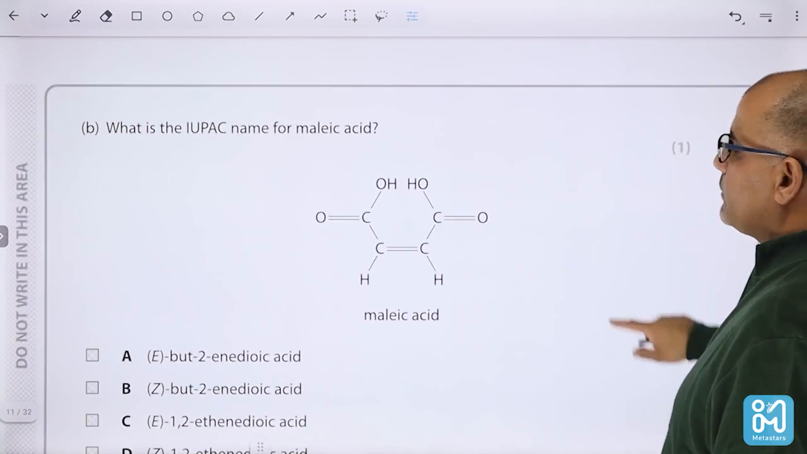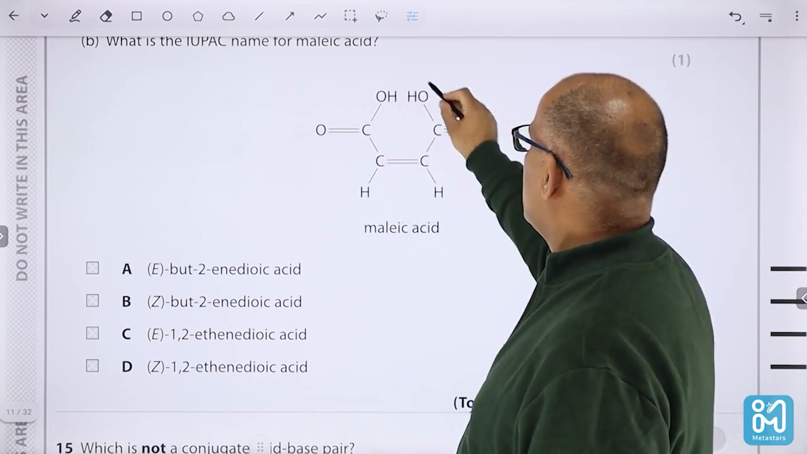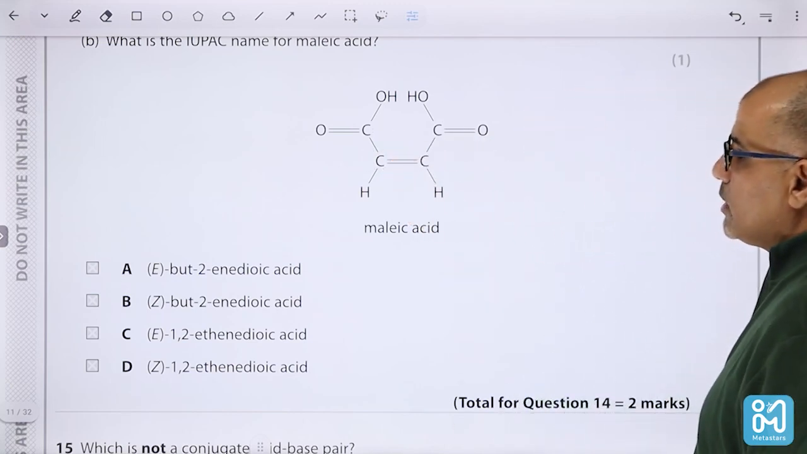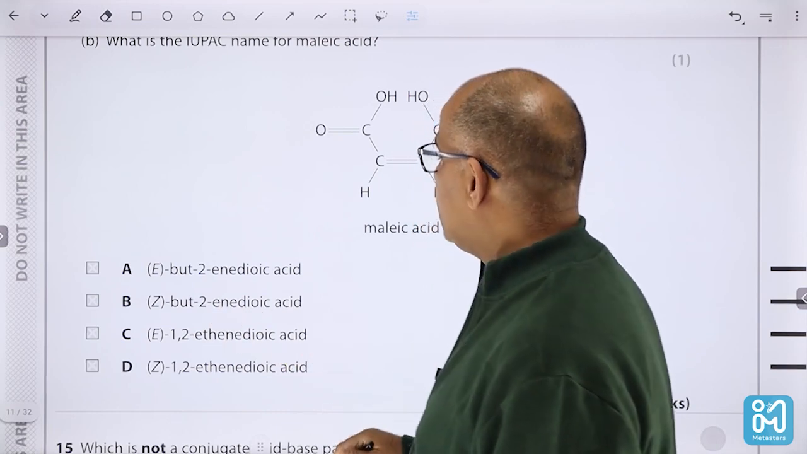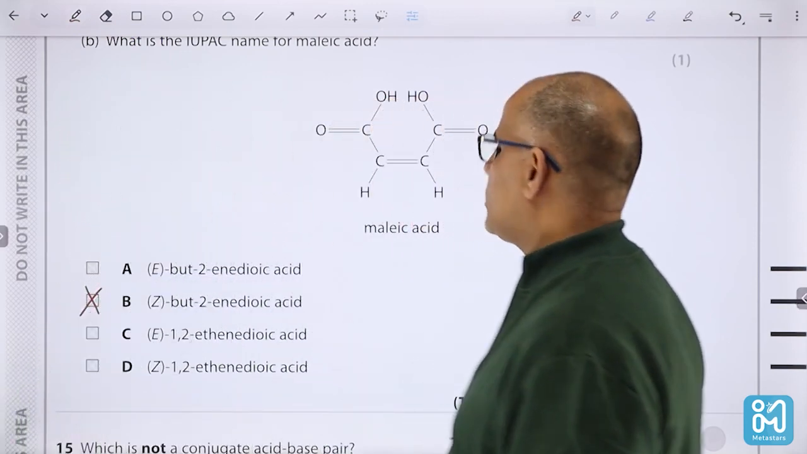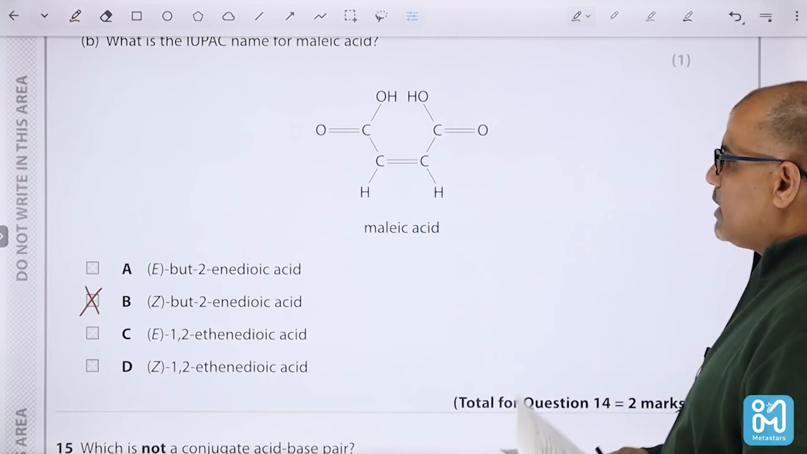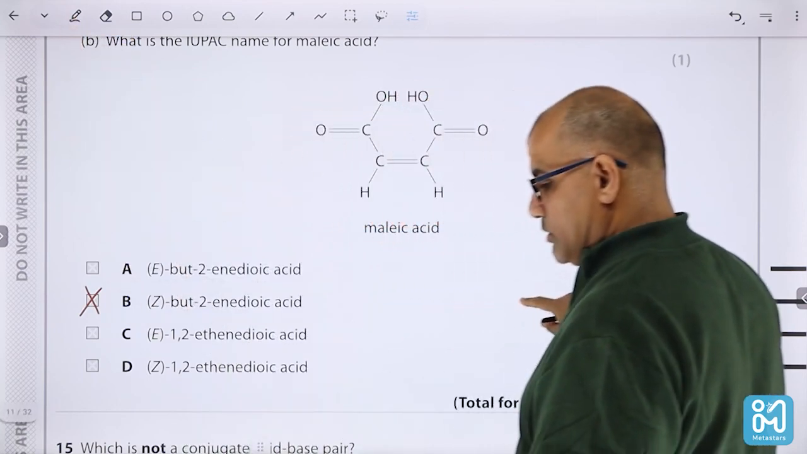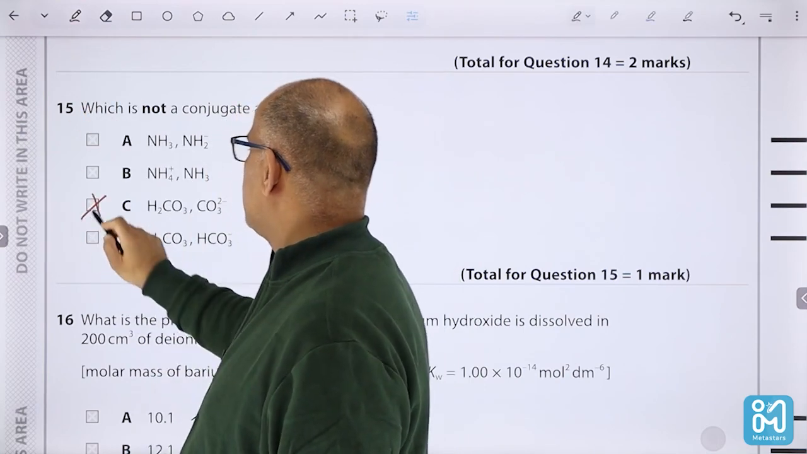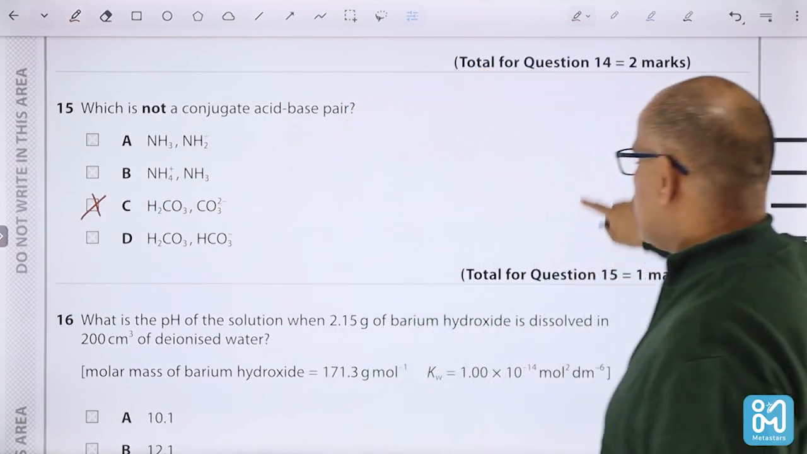For the next question, he's asked you to name it. Since we have 2 acid groups on the above side, and we have 4 carbons, it is Z-butenedioic acid. That's the correct answer. It's just naming. And for the last 2 questions, which one of these is not a conjugate acid? As you can see, those are not donating only 1 proton. All the others donate 1 proton only.